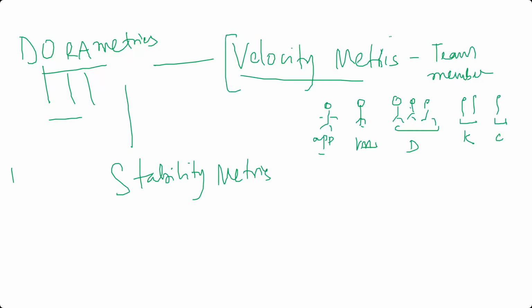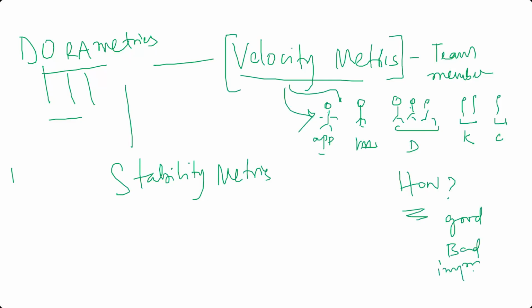Velocity metrics are metrics which will tell the manager, the lead, how my DevOps team is doing. Is it doing a good job? Is it doing a bad job? Do we need to improve? Or are we doing very fairly well? We don't need any advice from anyone. That judgment can typically be taken care of by velocity metrics. What are they? They are deployment frequency.